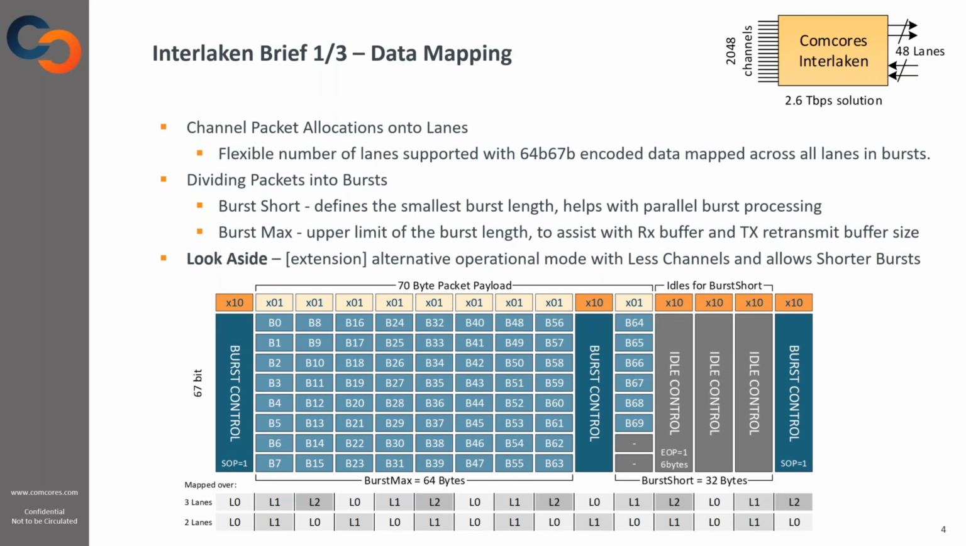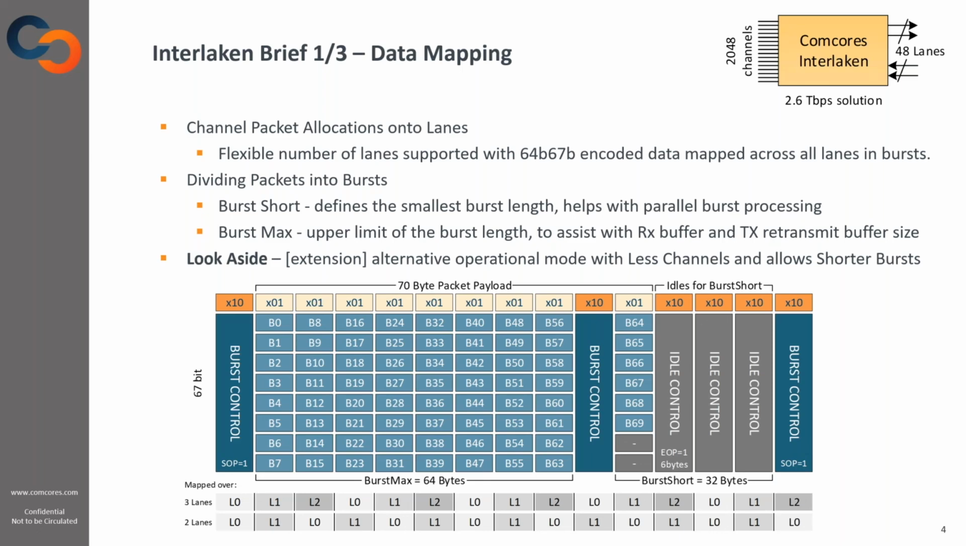Another question, what makes Interlaken ideal for scalability and reuse? Why should a company use Interlaken? Okay, so scalability, it has a flexible number of channels and a flexible number of lanes, so it can be a big solution or a small solution. That's a plus. The protocol is not really dependent on the number of channels.